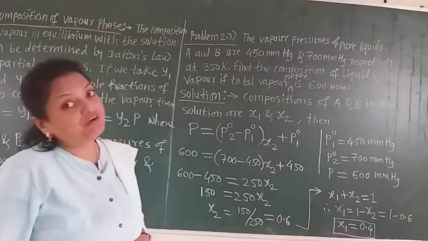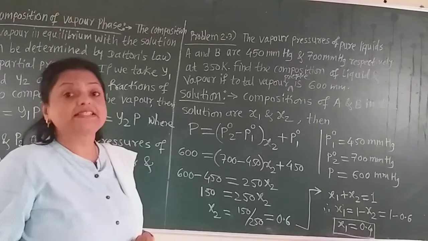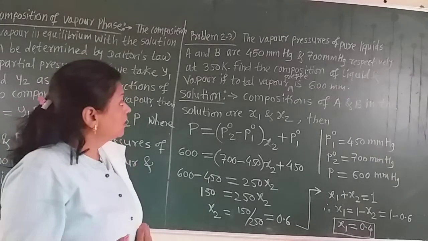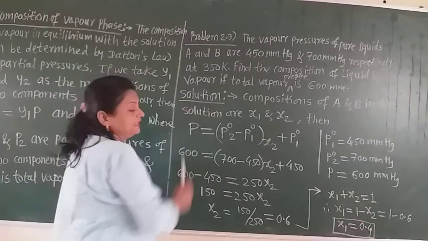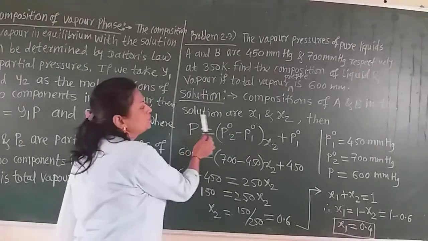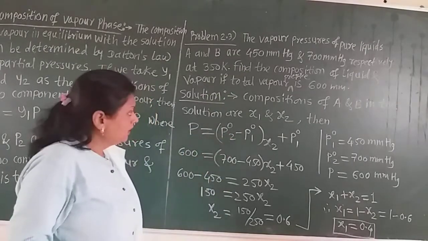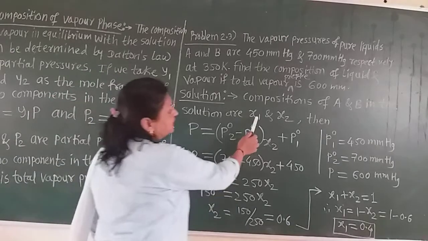We have to find X1, X2, Y1 and Y2. Let us first find out X1 and X2, that is the composition of liquid A and B. So solution: the composition of A and B in the solution, that means in the liquid state, is X1 and X2.